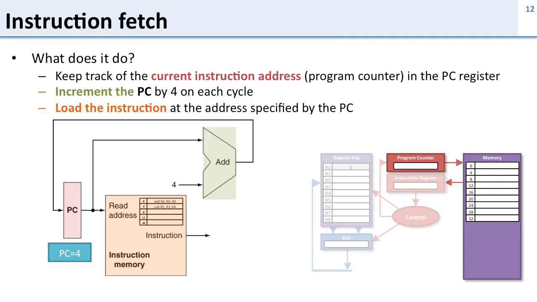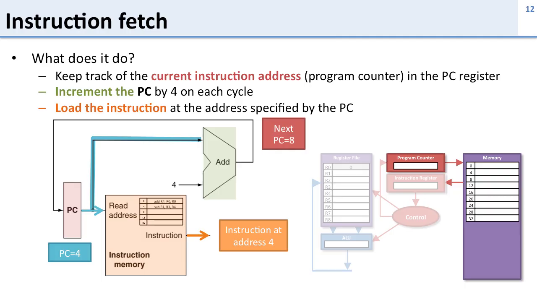If we walk through an example here, say the program counter is equal to 4, we can see what happens. So the program counter outputs 4. This goes into the instruction memory. That loads the instruction at address 4. Now this program counter also goes into the adder, where we add 4 to it, calculate the next program counter value, which is 8, and then this goes around back to the PC. And then when the clock comes along, the PC will be updated to be 8 for the next instruction.